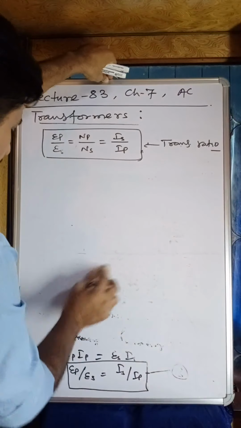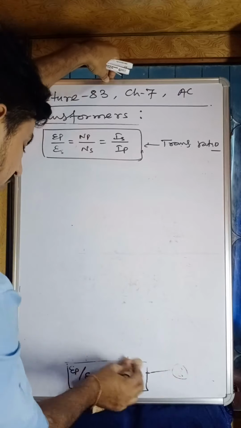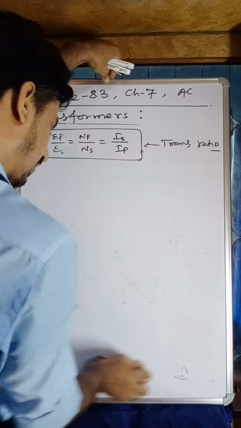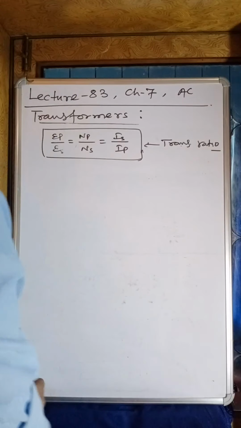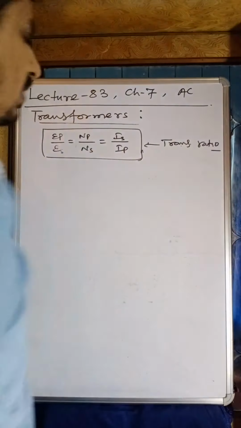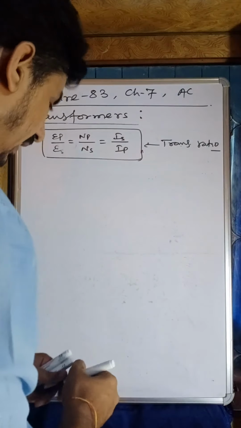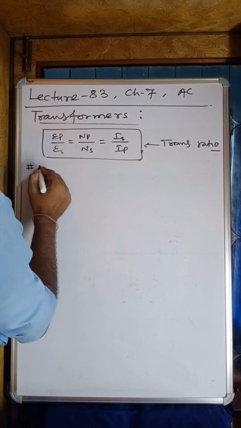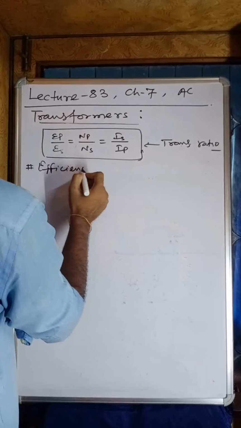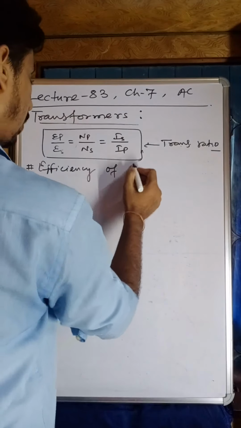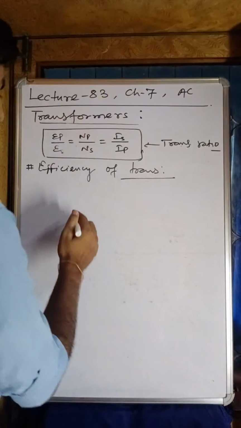Actually, when we talk about efficiency, we have studied it from standard 11th. Try to recall the Carnot engine, where we studied efficiency, and even in the work, power, energy chapter we discussed efficiency. Alright, my dear students. So we can write the efficiency of a transformer. As we know, efficiency is nothing but output by input.